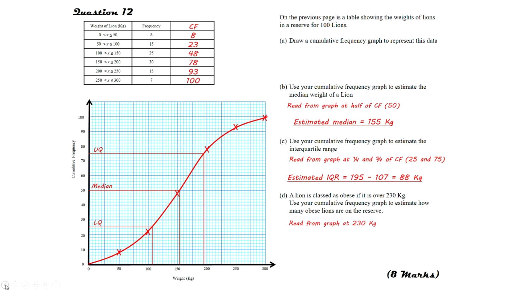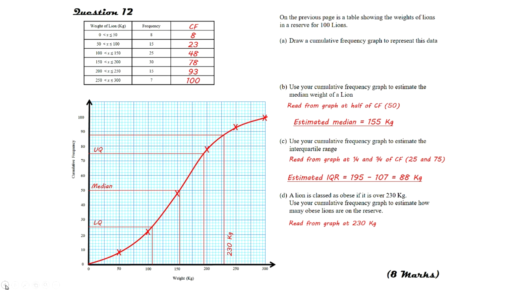So I'm going to read from the graph at 230, and if I draw a line going up, again it's labelled, I can see that going all the way across, this hits my graph at about 88. Now you've got to be really careful with questions like this, because there's one of 2 ways they can ask this. They can either ask how many lions were under 230, in which case your answer is 88, the number you read off, because that's all of the frequency below the line.